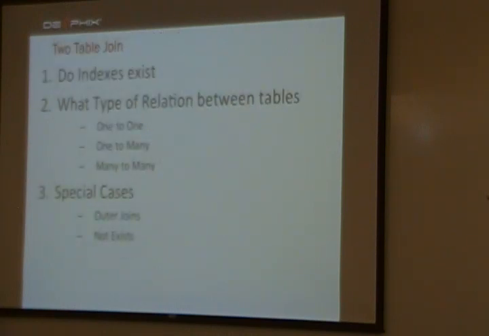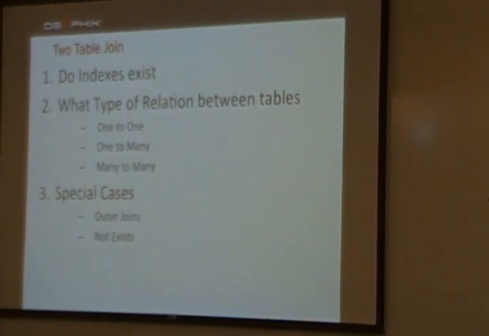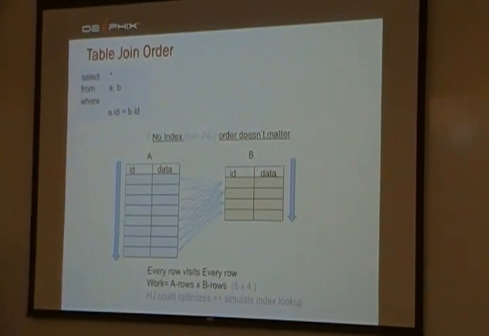But let's just step through some joins and see what happens or how we would approach them. So what do we do when indexes don't exist? What type of relationships are there between the tables? One-to-one, one-to-many, many-to-many, and then some special cases, outer joins and not exists. So this is just laying the groundwork. We'll get to the fun part in the middle of the presentation.